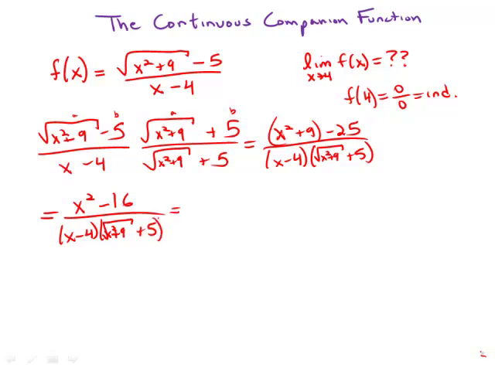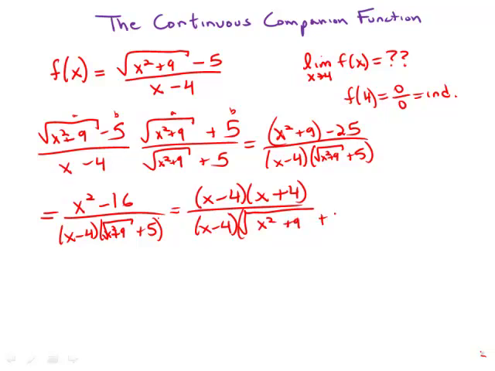Then, notice that this numerator, we can factor using the difference of two squares formula. So we can factor this into x minus 4 and x plus 4, and that's particularly fortuitous, because we can cancel this problematic factor of x minus 4. And this leaves us with this expression, x plus 4 over the square root of x squared plus 9 plus 5. And this is g of x.